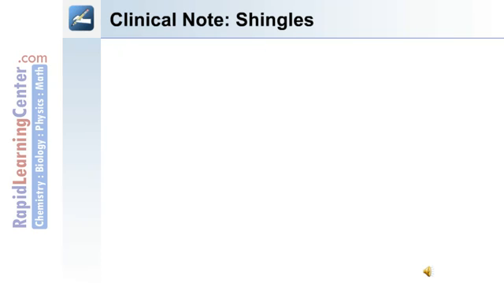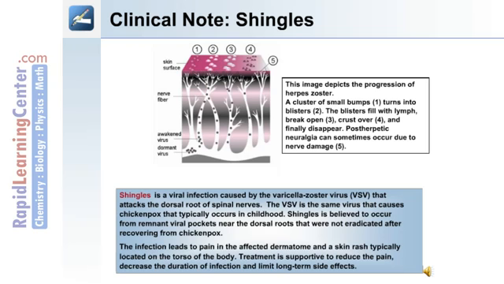The following is a clinical note on shingles. Shingles is a viral infection caused by the varicella-zoster virus, or VZV. This attacks the dorsal root of the spinal nerves. The VZV is the same virus that causes chickenpox in childhood.